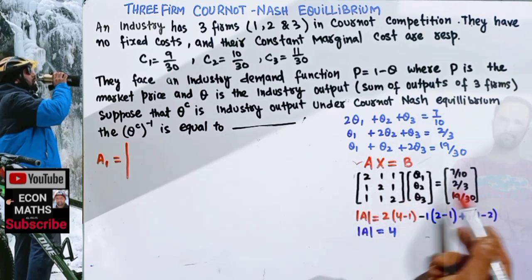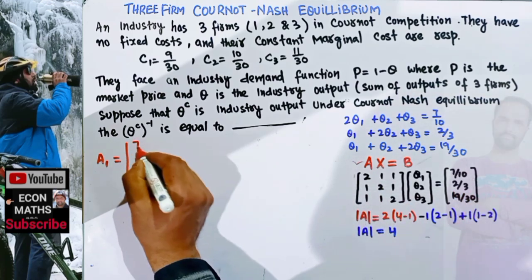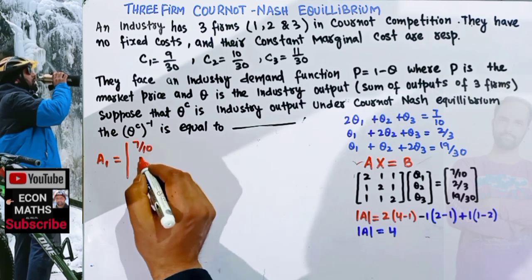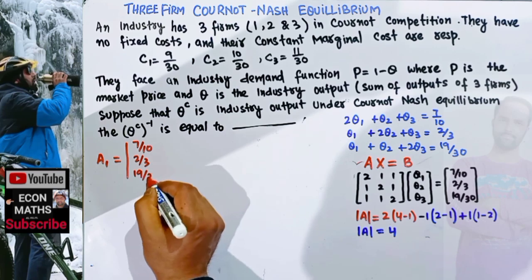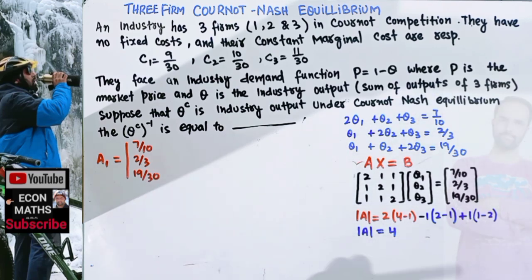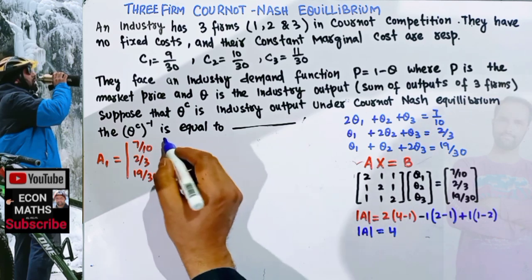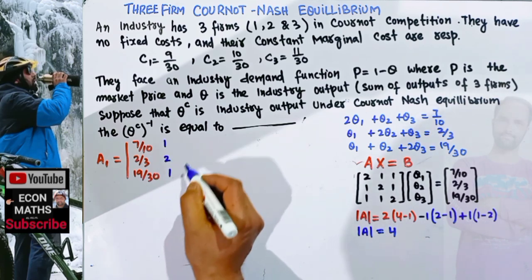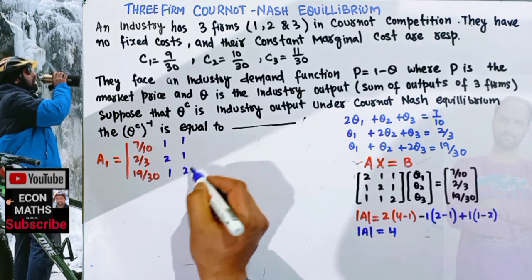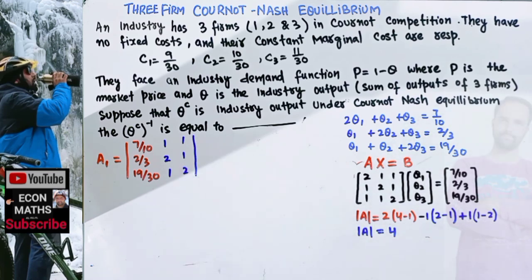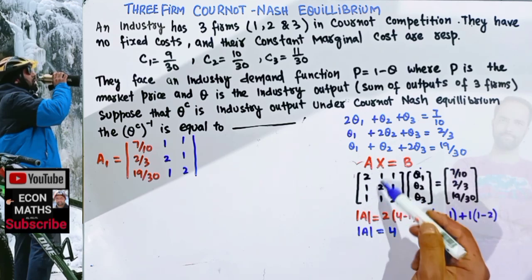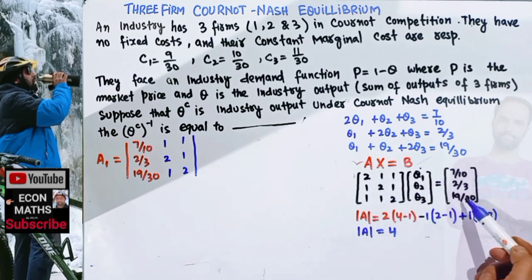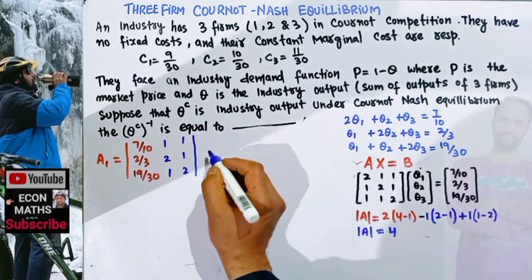So in place of 2, 1, 1, we write the vector of constant terms, that is 7 upon 10, 2 upon 3, and 19 upon 30. And the other setup remains the same, that is 1, 2, 1. Then we have 1, 1, 2. Let me repeat it again. To find the value of q1, we replace the first column of this coefficient matrix with the vector of constant terms, and take the determinant of this new matrix.